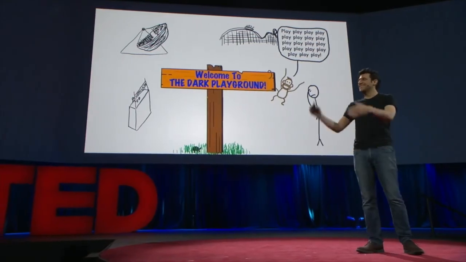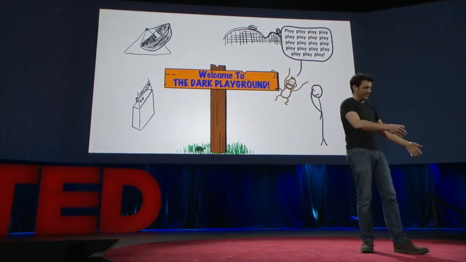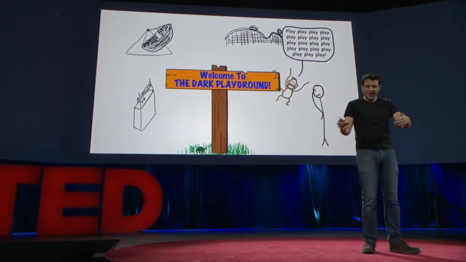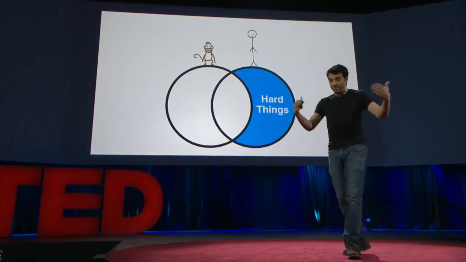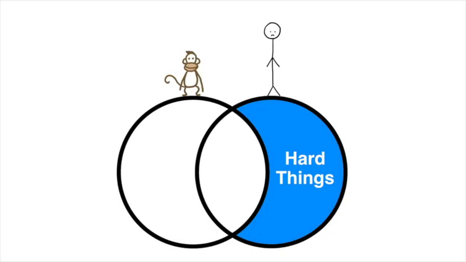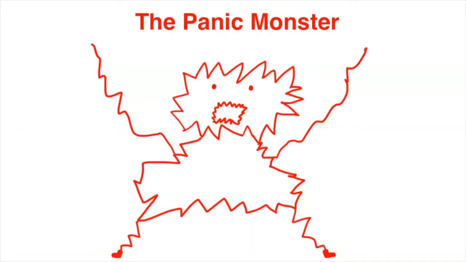And the question is, in this situation, with the monkey behind the wheel, how does the procrastinator ever get himself over here to this blue zone? A less pleasant place, but where really important things happen. Well, turns out that the procrastinator has a guardian angel, someone who's always looking down on him and watching over him in his darkest moments, someone called the panic monster.